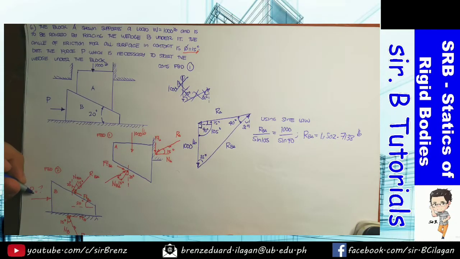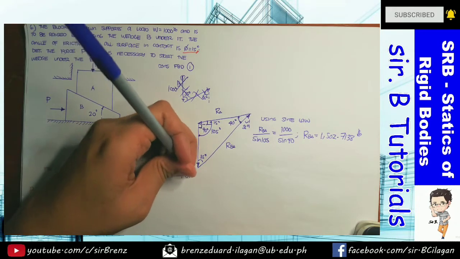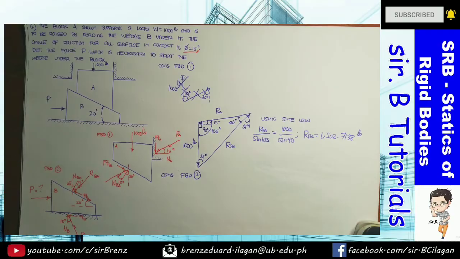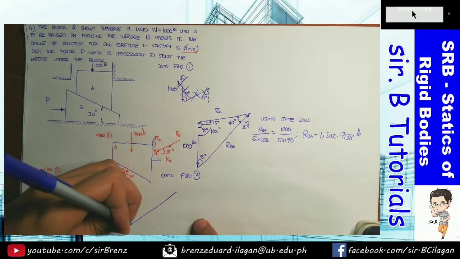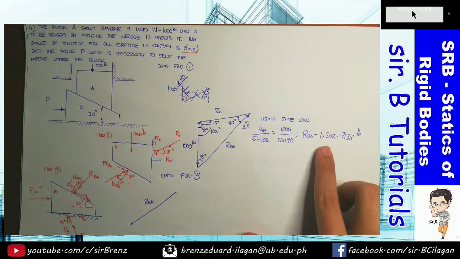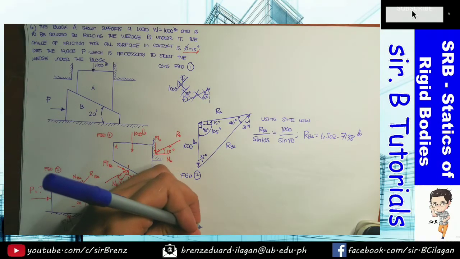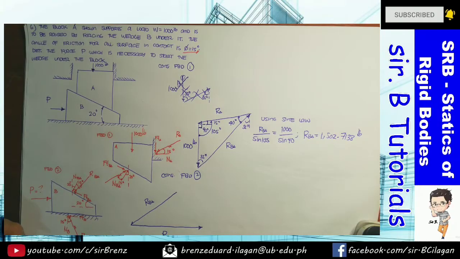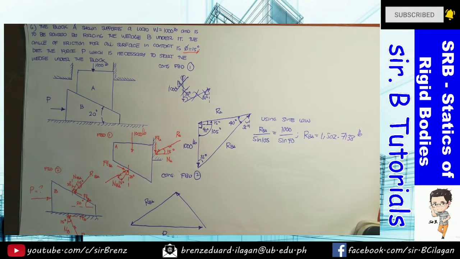Okay, so since nahanap na natin yung value ng RBA, we can now solve for the value of P. So ang gawin na lang natin again, this time considering FBD2. So kagaya nung ginawa natin sa FBD1, gawa tayo ng force diagram. So ito si RBA, which has a value of 1502, and then this will be your P, and then last, this will be your RB. Okay?